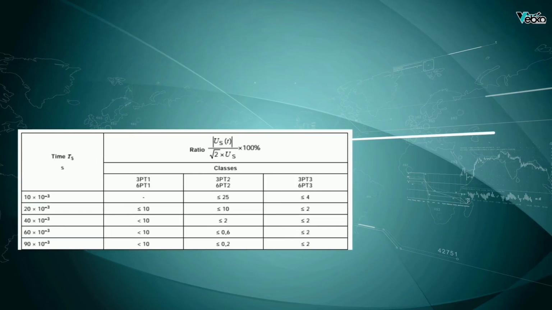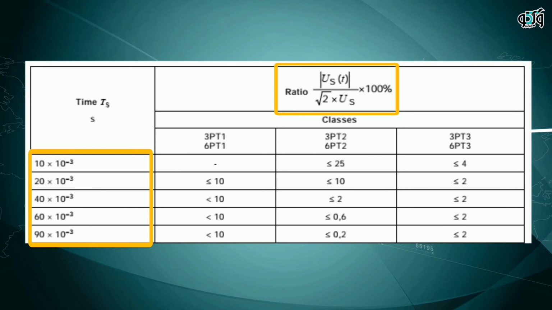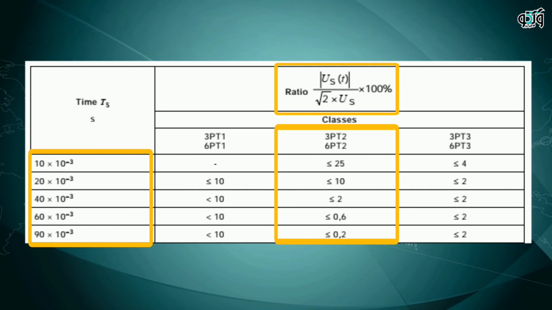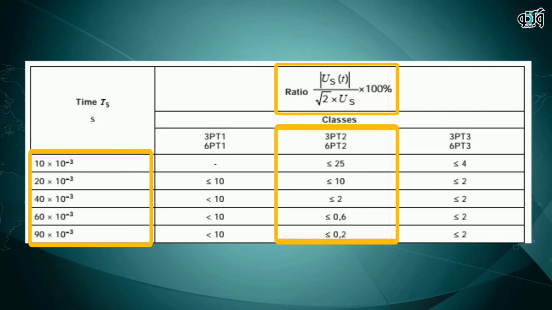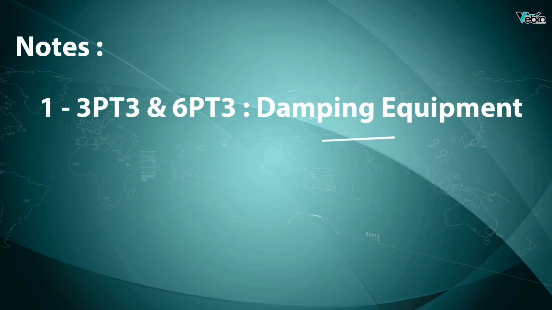For example, for the 3PT2 class, the ratio of the transient voltage to the nominal voltage peak from 10 milliseconds to 90 milliseconds after the beginning of the transient state should decrease and be in the range of less than 25 times to 0.2. In this regard, it is necessary to pay attention to several points.